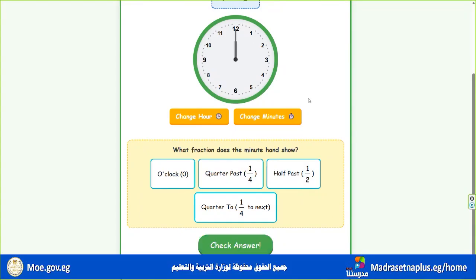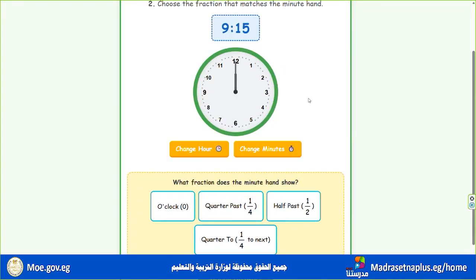Let's get another one. I need to draw 9:15. 15 minutes means the long hand, or the minute hand, points to 3. Now, what about the hour hand? It must be 9. Let's change it.